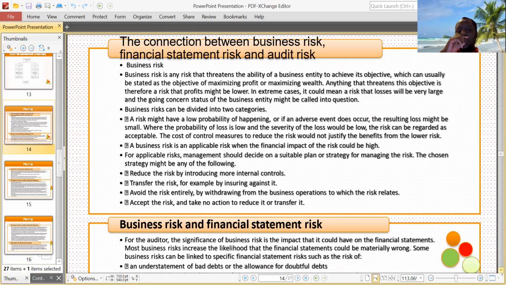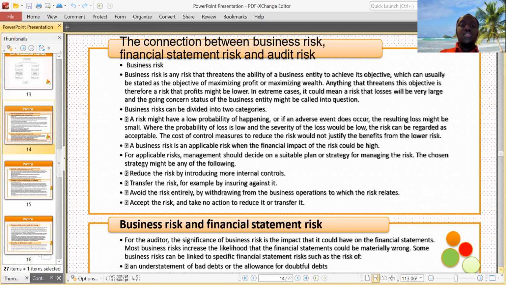Now, for applicable risk, management should decide on a suitable plan or strategy for managing the risk. The chosen strategy might be any of the following. So these are ways to manage risk. You can reduce the risk, you can transfer the risk, you can avoid the risk entirely, or you can accept the risk.